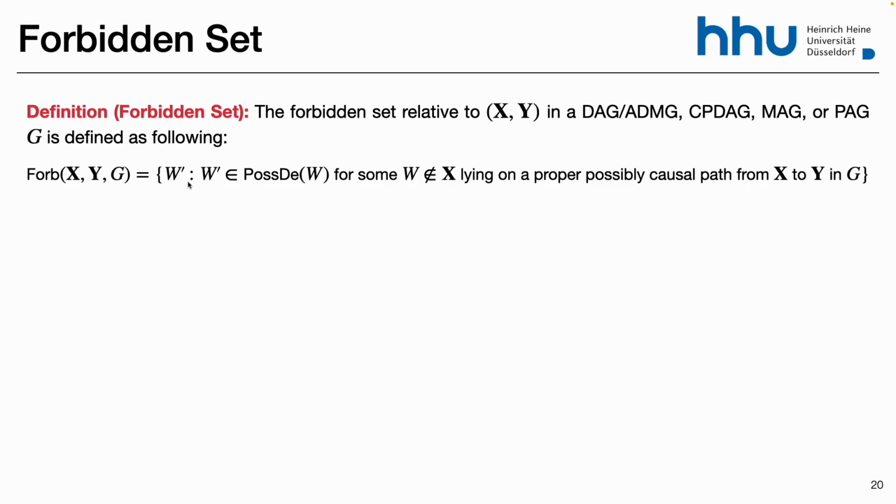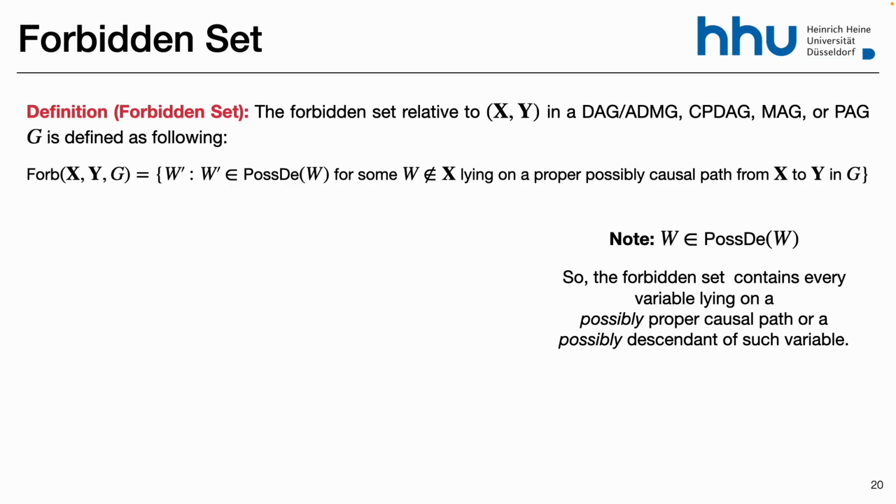So the forbidden set is every variable that's not only a descendant but a possible descendant, because I have to prevent the case that it is a descendant, right? So if it is a possible descendant of a W, and this W doesn't belong to X but lies on a proper possibly causal path, then it's in the forbidden set. It's just the weaker, possible case. I'm preventing any possible case where I'm getting a descendant of a variable that's a descendant of a W lying on a proper causal path. Don't forget that W belongs to the possible descendants of W. So in words, the forbidden set contains every variable lying on a proper possibly causal path, or a possible descendant of such a variable.